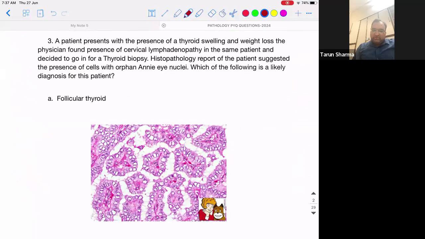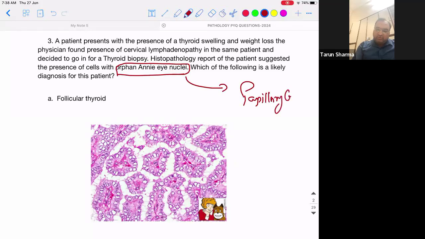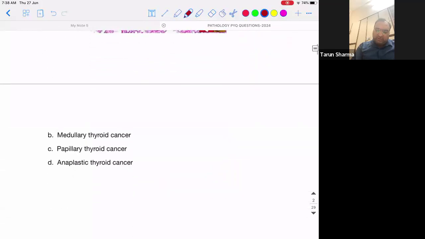Patient went for a thyroid biopsy. The histopathology report suggested the presence of Orphan Annie nuclei. This is a very important clue and histopathological finding, and it is already a diagnostic point. Even if they are not giving you the picture, or you're not able to understand the picture, that's not a problem, because you can easily make out the diagnosis by this finding. I think everybody is aware that it's papillary carcinoma thyroid. So the answer is papillary carcinoma thyroid, option C.